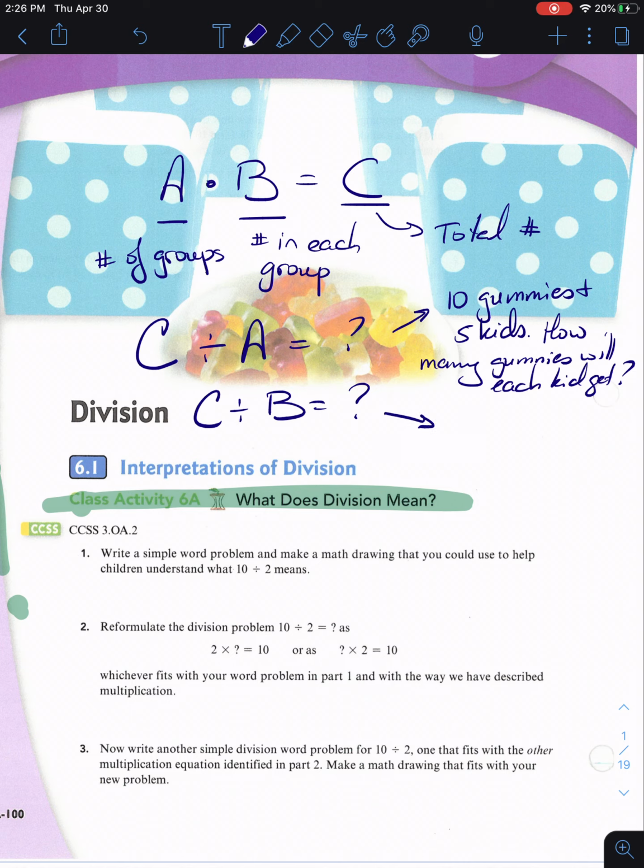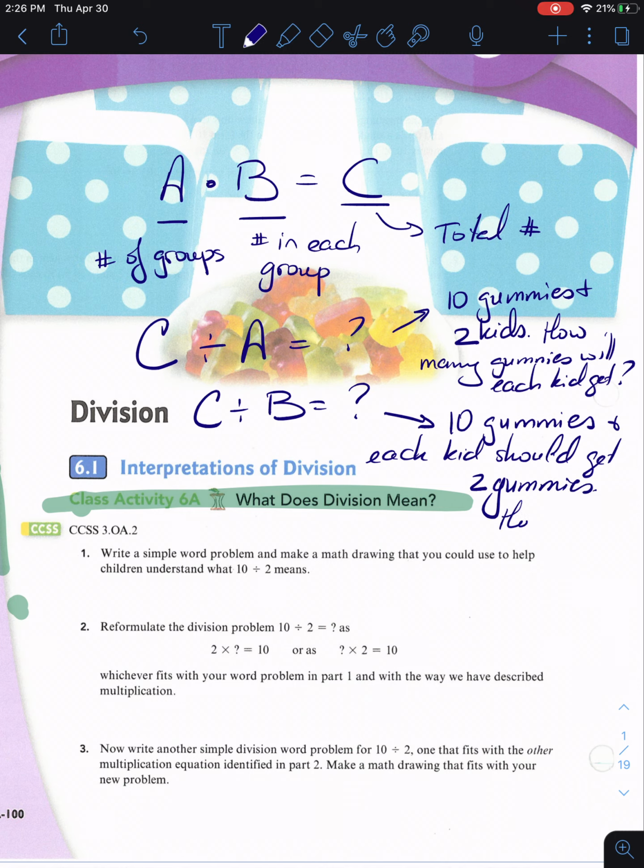But let's say that I have 10 gummies and 2 kids. How many gummies will each kid get? Or if I have 10 gummies and each kid should get 2 gummies, how many kids can I treat? So there are 2 situations, but in both situations we have 10 divided by 2.